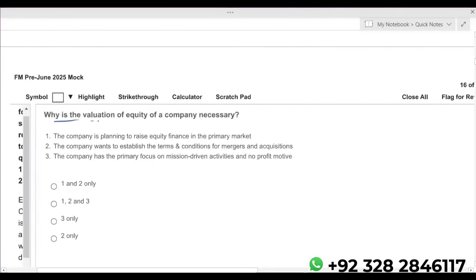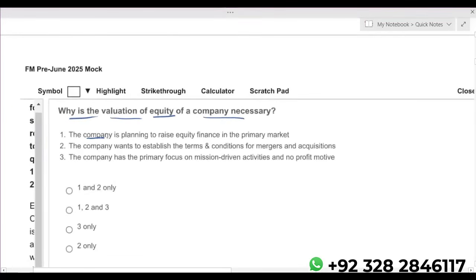Why is the valuation of equity of a company necessary? So let's read. The company is planning to raise equity finance in the primary market. Makes sense, logical. Why? Obviously, if my company wants to raise finance by issuing, let's say, shares in the capital market, I need to know the equity value of my company before issuing the shares and raising the finance.